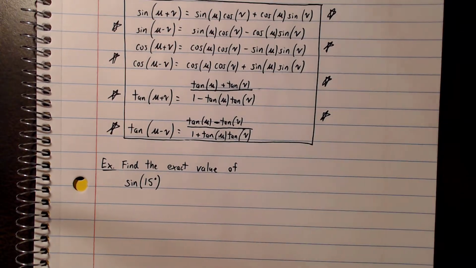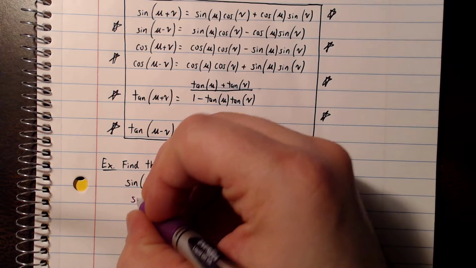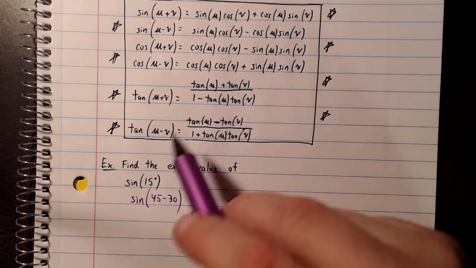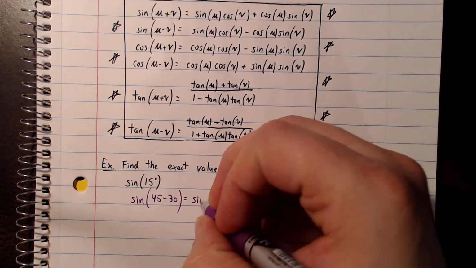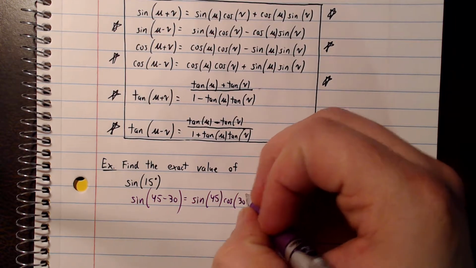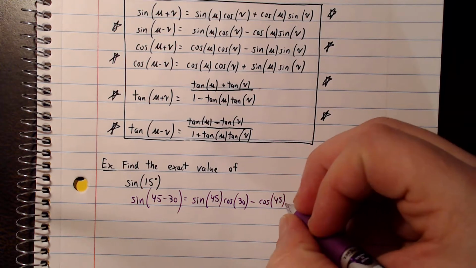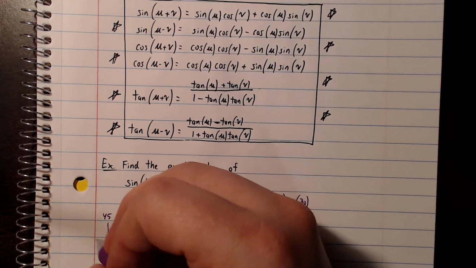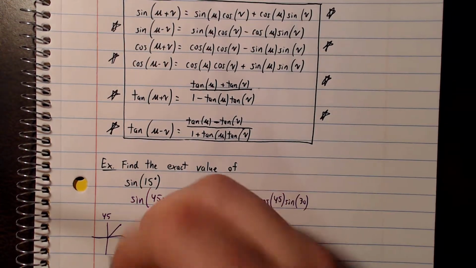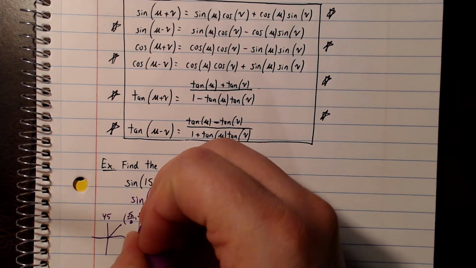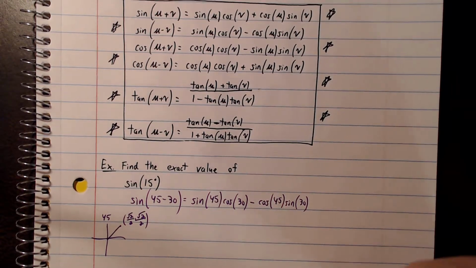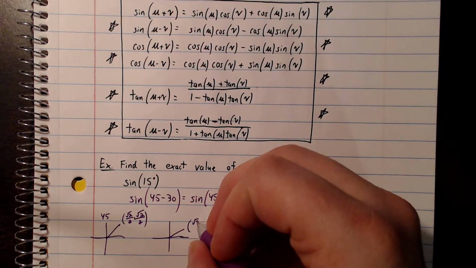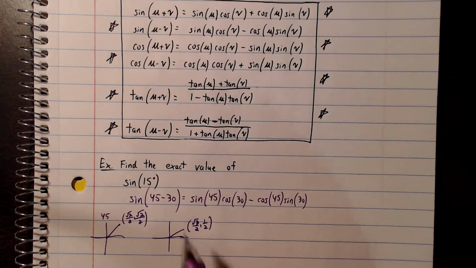So let's do this example out. We just said that 15 is going to be the result of 45 minus 30. Now the formula that we have up here gives us a lot of stuff, right? If we think of this as u and v, we have sine of 45 times cosine of 30 minus cosine of 45 times sine of 30. So we need that unit circle, right? We have two different angles that we're looking at. 45 degrees, according to our unit circle, is going to give us root 2 over 2 for both x and y, which is cosine and sine respectively. And 30 degrees is going to give us root 3 over 2 and 1/2 for cosine and sine.